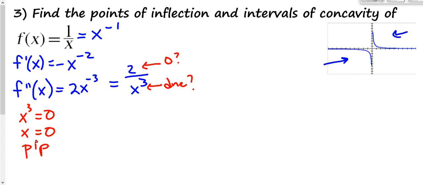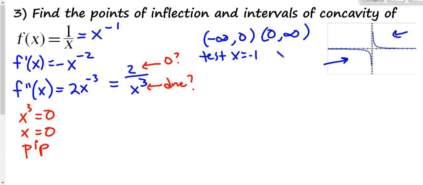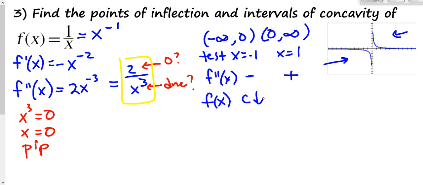Now let's check the intervals of concavity. So we're going to go from -infinity to 0, and from 0 to infinity. Let's find a test point. Suppose we test x equals negative 1, and we test x equals 1. Let's find the sign of the second derivative. If I plug negative 1 into the second derivative, I get a negative. If I plug positive 1 into the second derivative, I get a positive. So there is a change in concavity, and we can say that f of x is concave down from negative infinity to 0 and concave up from 0 to infinity.